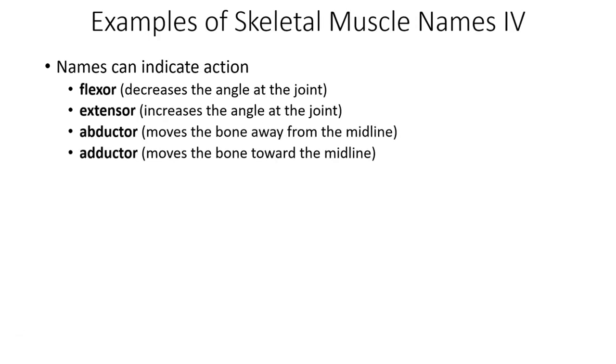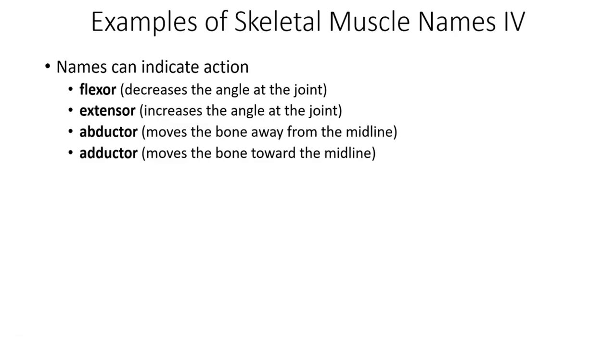And then names can indicate actions. So this is going to be especially true next week when we do muscles of the forearms, and then just a couple of the muscles that are going to be in the leg. But flexors are going to decrease the angle of a joint. Extensors are going to increase the angle of a joint. We see this with all of the muscles in the forearm.